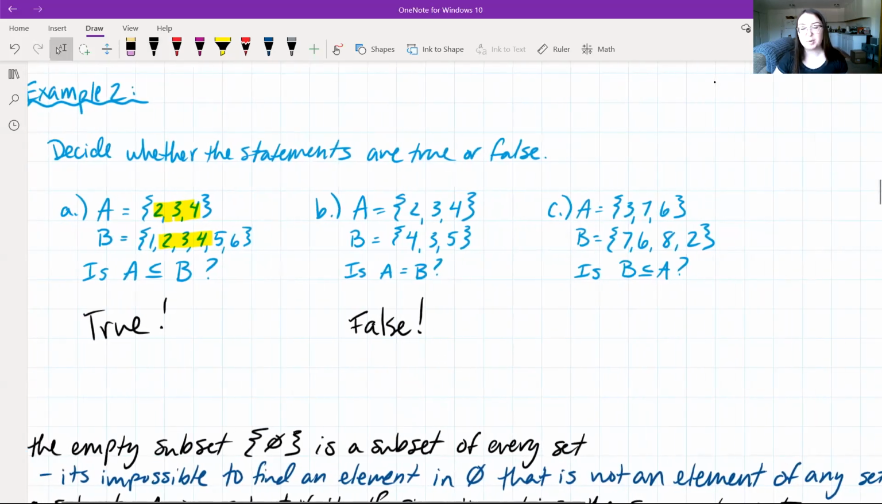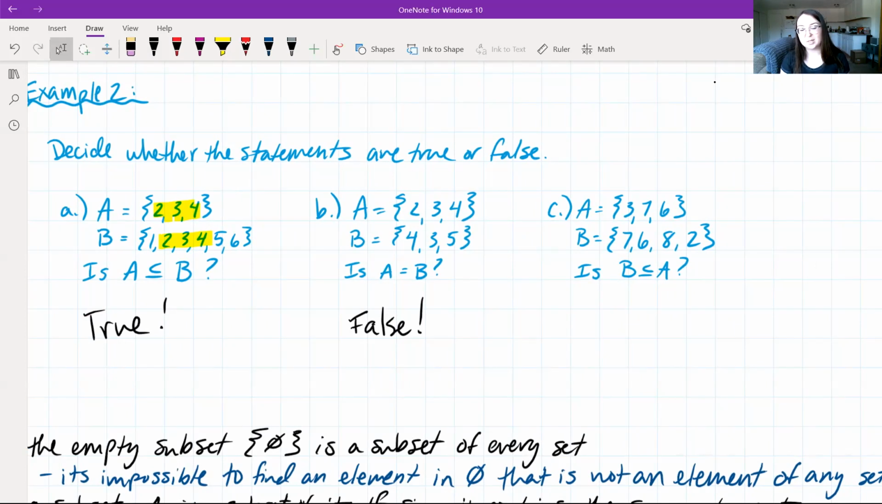Now for part C, we have our set A as the set of 3, 7, and 6. We also have that B is a set of 7, 6, 8, and 2. Now we want to know, is B a subset of A? Well, would B be considered a subset of A? The only way that B would be considered a subset of A is if it had the exact same values that were in A.